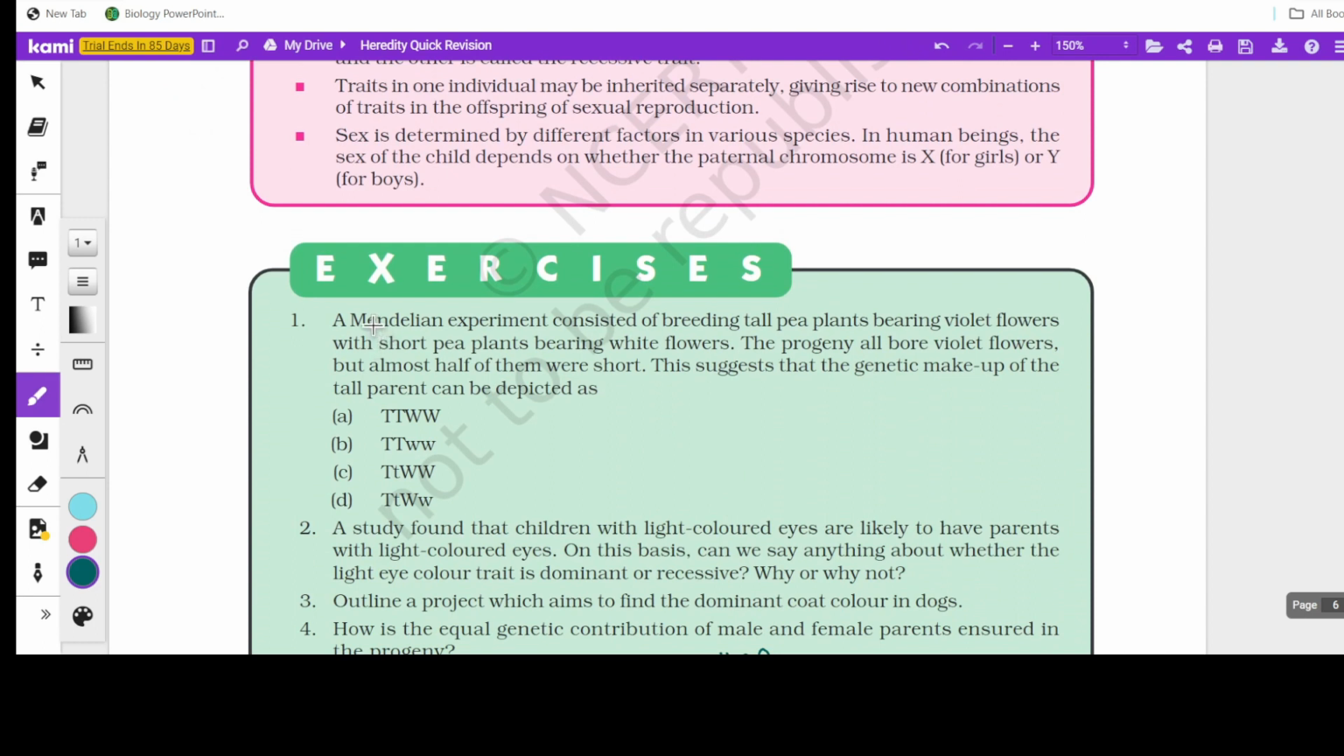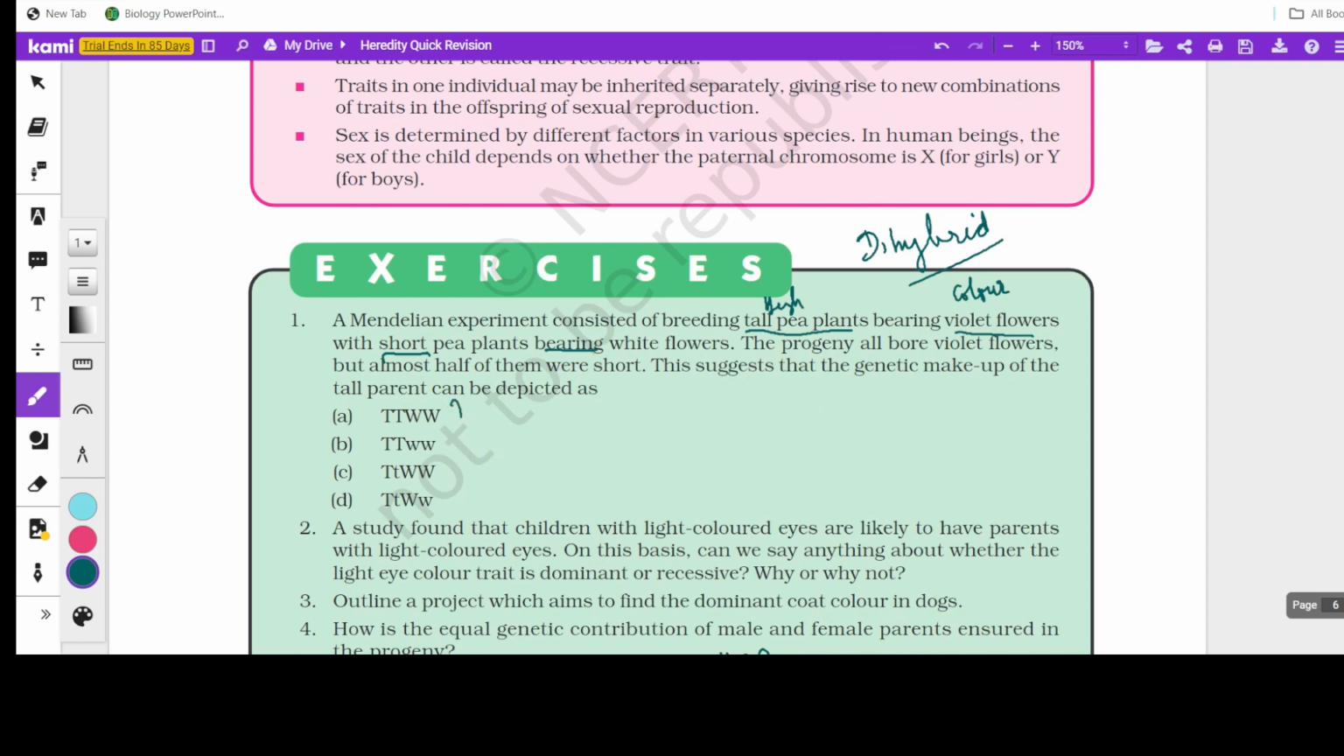Look at this question. A Mendelian experiment consisted of breeding tall pea plants bearing violet flowers with short pea plants bearing white flowers. The progeny all bore violet flowers, but almost half of them were short. Don't look at the options. Look at the question. Two characters are mentioned here, tallness, that is height, and violet color. So it is a dihybrid cross. This is how you have to identify if it is a monohybrid or a dihybrid cross. So how will you suggest the genetic makeup?